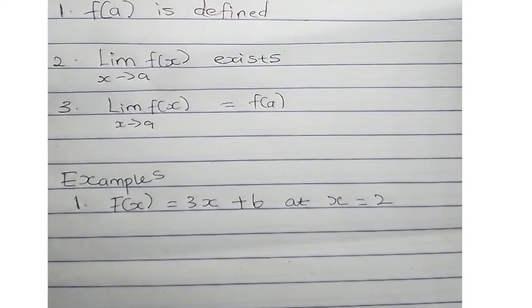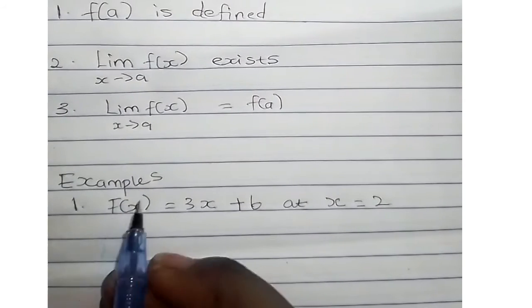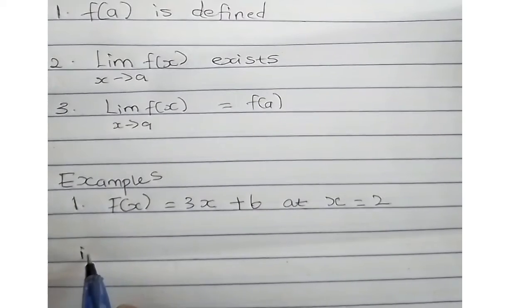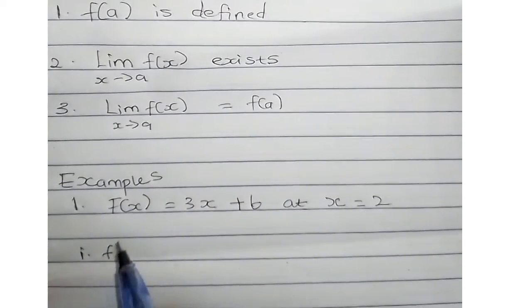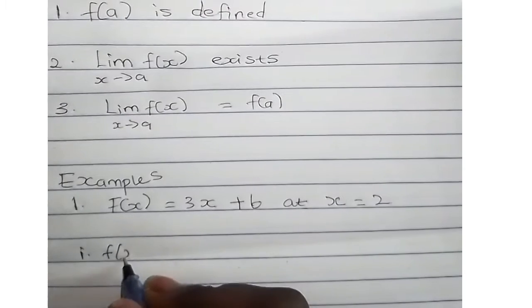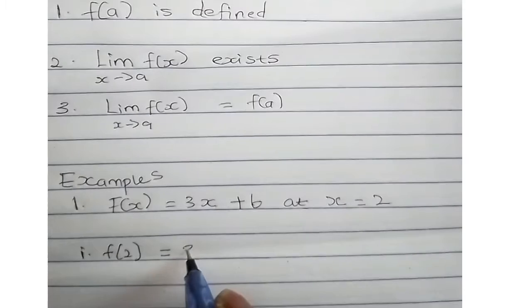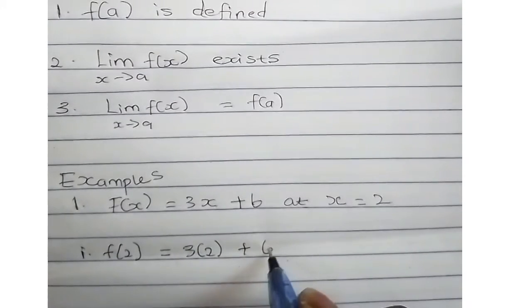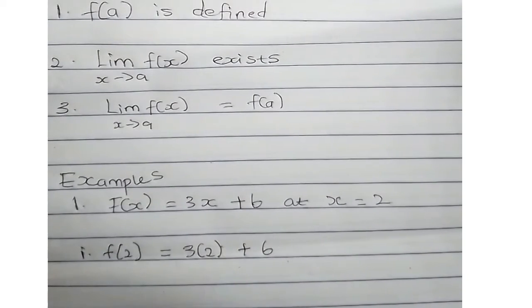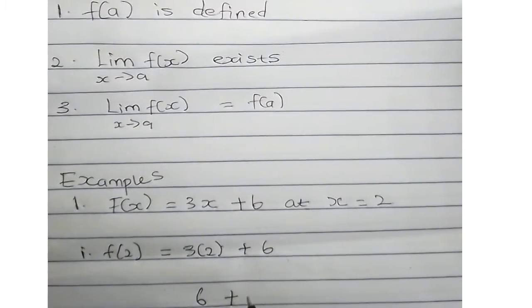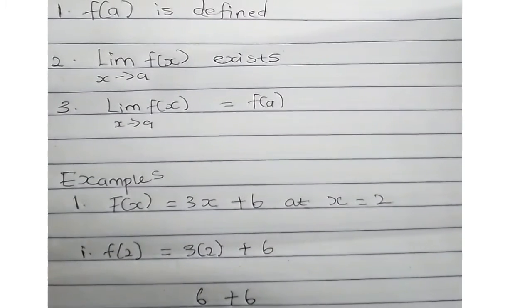The first condition says f of A is defined, and remember it's from the definition. A is a point, and here A is 2. So to check if f of A is defined, in place of A we put 2, so f of 2 is equal to, wherever we see x we place 2, so we have 3 times 2 plus 6. 3 times 2 is 6, and 6 plus 6 is 12. So we have proved the first condition.